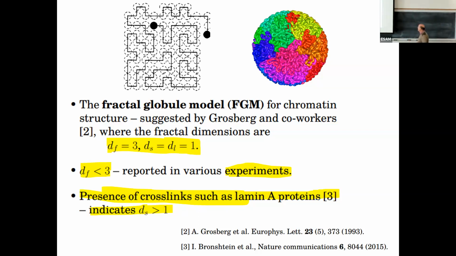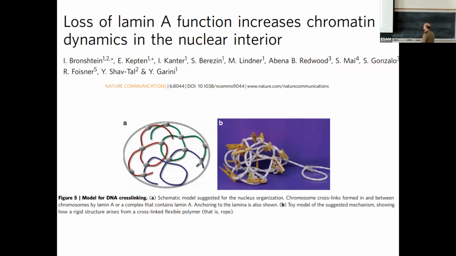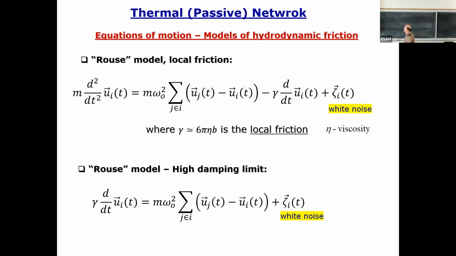And actually, lamin A was suggested by the group of Yuval Garini at the Technion. They found, or they suggested, it's not a proof, that if you don't deplete lamin A, you have these crosslinks, so some changes. But we are back now to mathematics. So I applied math. Let's try to do math.